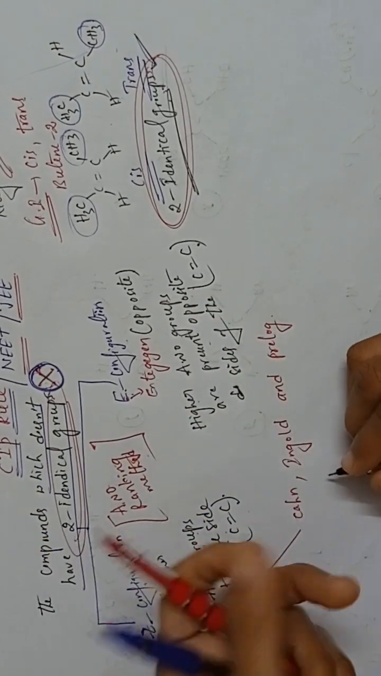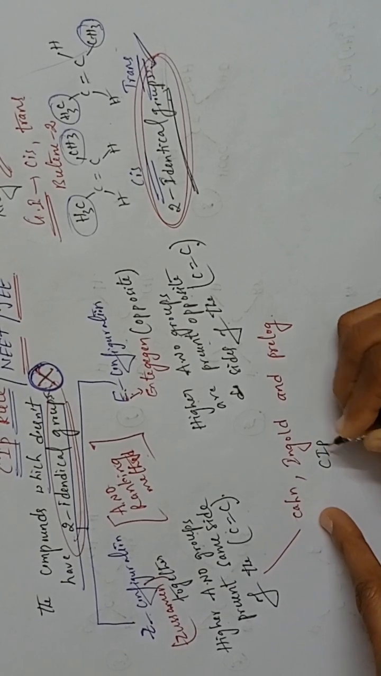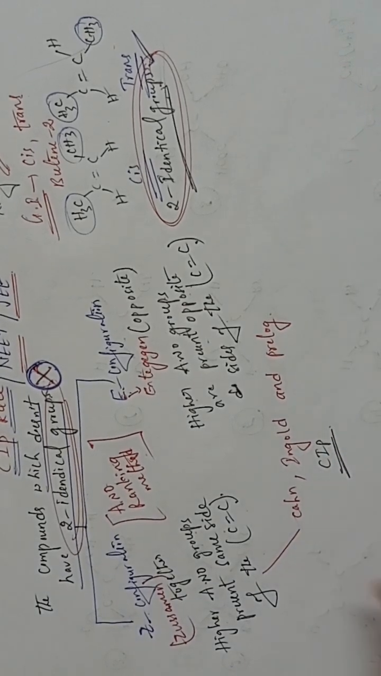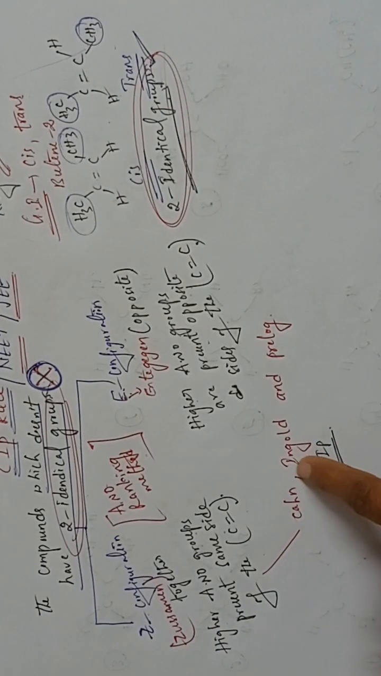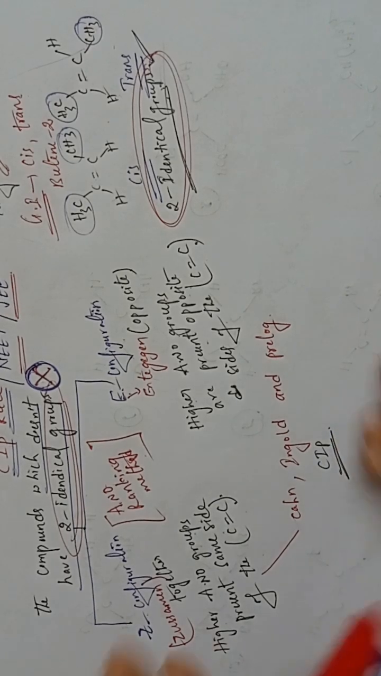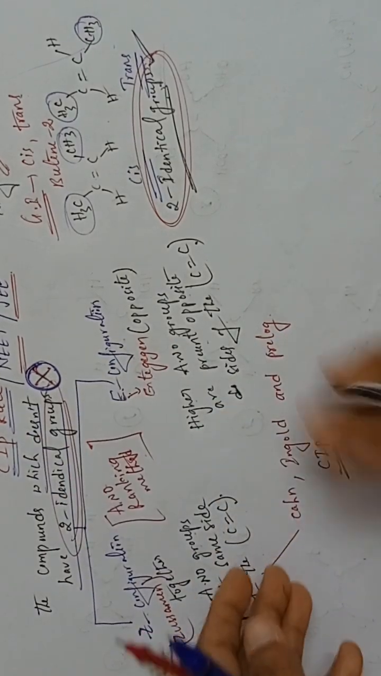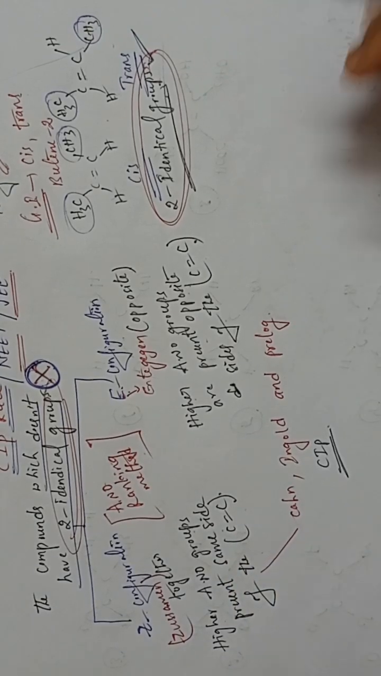So this EZ rule is called the CIP rule. Why do we call it CIP, students? Because Cahn's first letter C, Ingold's first letter I, Prelog's first letter P, CIP rule. That's why we call it the CIP rule. This was introduced and developed by Cahn, Ingold and Prelog. Clear?